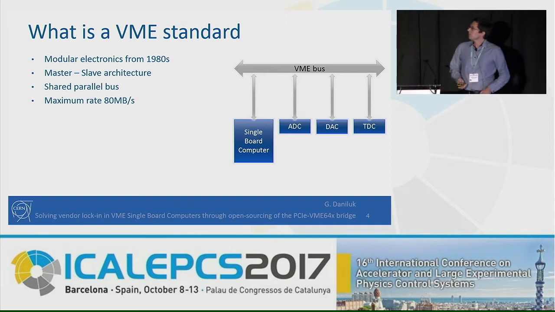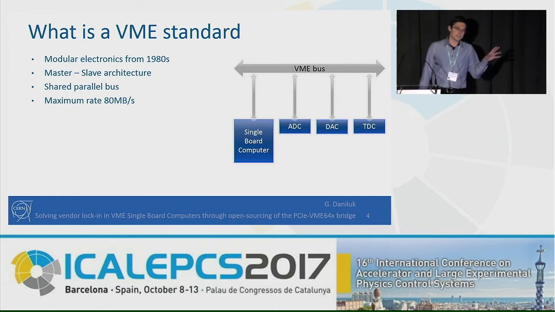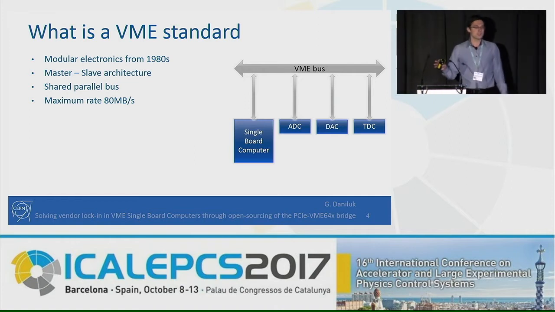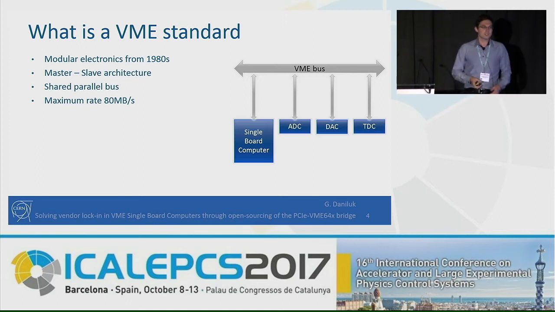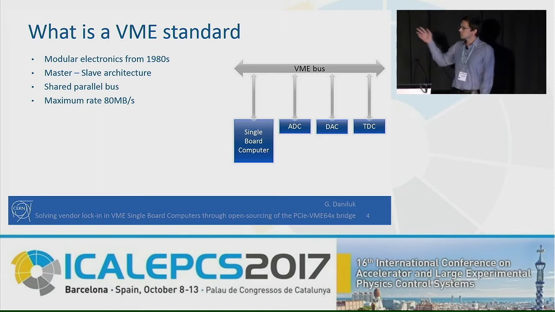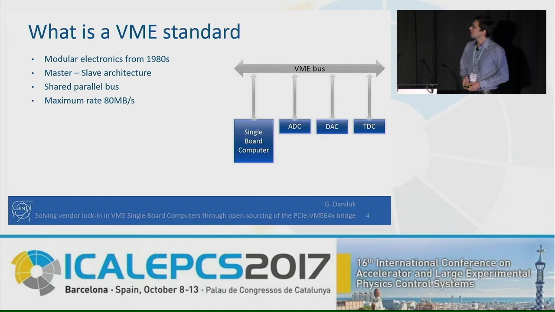Now, the bus in the backplane is a shared and parallel bus. For the base standard, without the extensions that came later, you can reach up to around 80 megabytes per second transfers. But since the bus is shared among all the cards, of course, if you have a fully populated system, the actual performance is much worse.